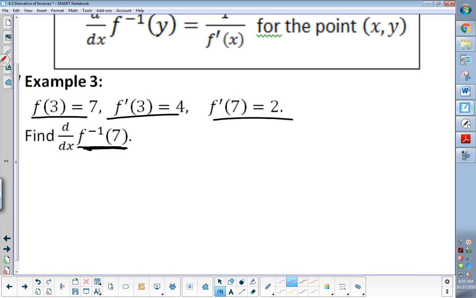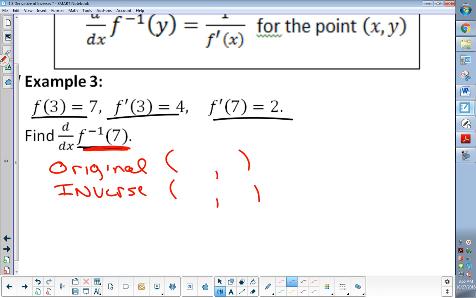So we're trying to find the inverse derivative here. Here's what I'd like you to do, okay? I always am going to write two different ordered pairs. I'm going to write the original ordered pair, and I'm going to write what the inverse ordered pair is. Okay, the original ordered pair and the inverse ordered pair.